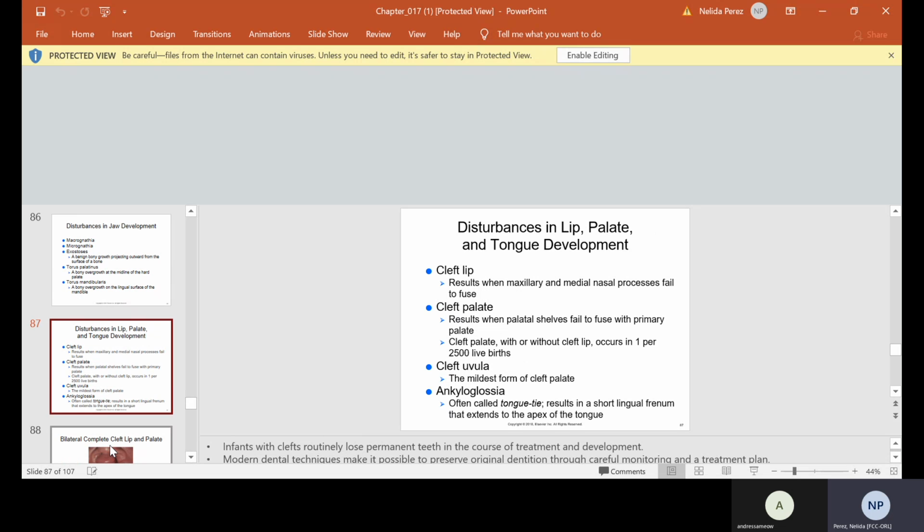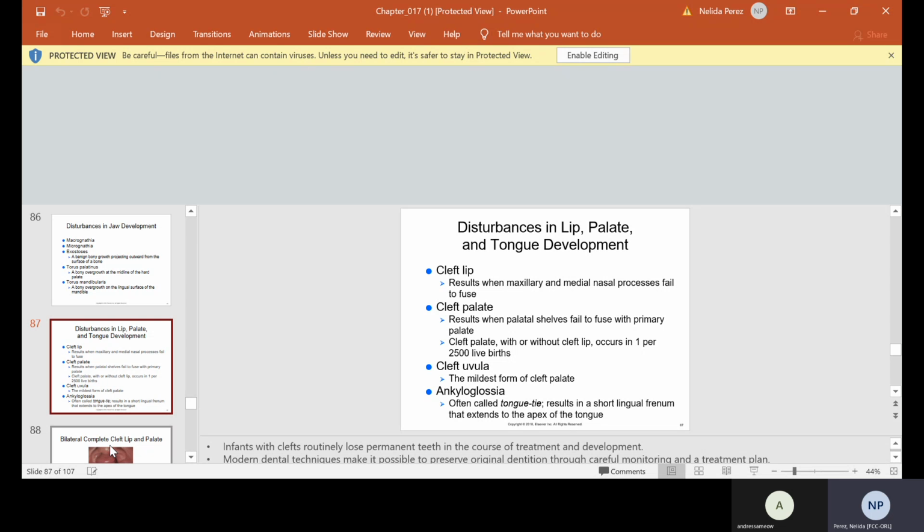You could also have disturbances in lip, palate, and tongue development. Cleft lip results when maxillary and medial nasal processes fail to fuse. Cleft palate results when palatal shelves fail to fuse with the primary palate. Cleft palate with or without cleft lip occurs in 1 per 2,500 live births. Cleft uvula is the mildest form of cleft palate, and ankyloglossia, often called tongue-tied, is the result of a short lingual frenum that extends to the apex of the tongue.